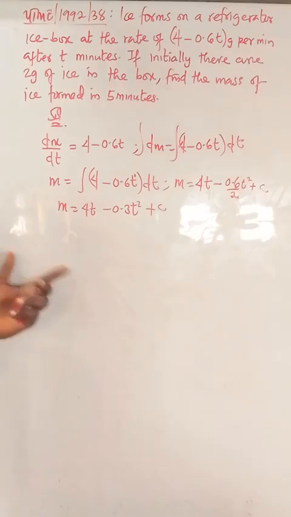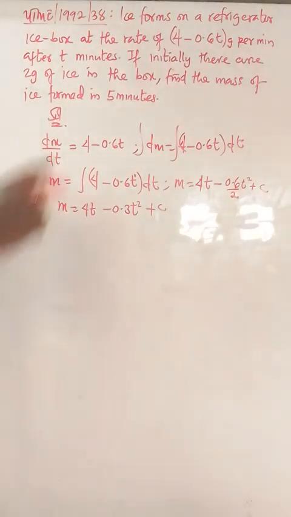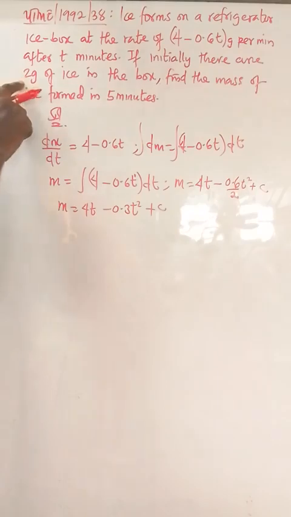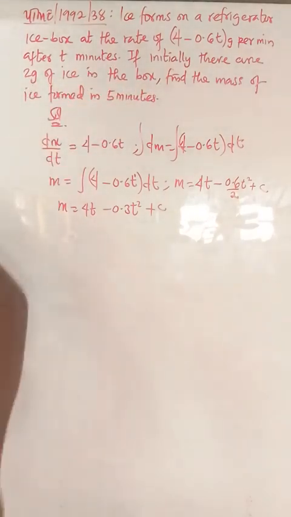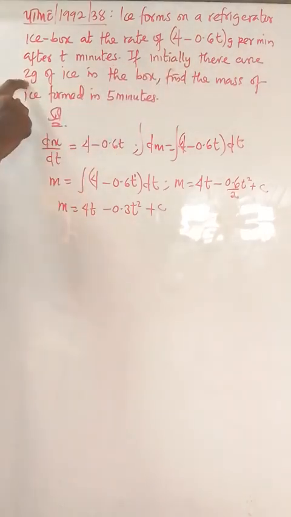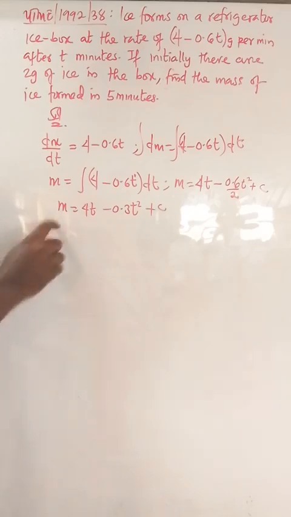This is the connection between the mass and time. If initially there are 2 grams of ice in the box, when I say initially, it means at the beginning of time. It means the time is 0. This is what we call the initial value. When time is 0, what's the condition? If initially there are 2 grams of ice, it means when t is 0, the mass is what? 2 grams.